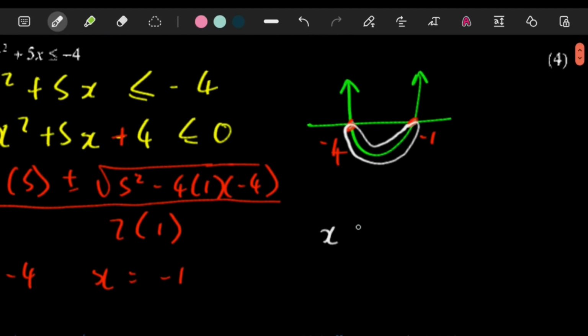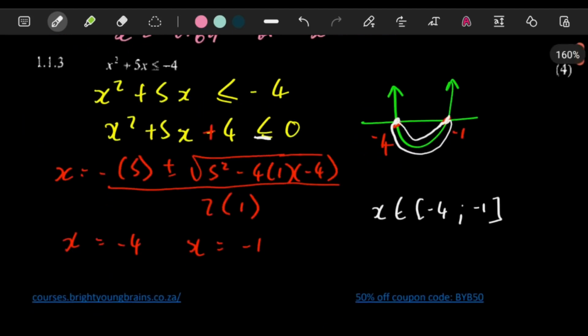So you can say here x is an element of negative 4, where negative 4 is included because of this line over there. So negative 4 you included. As long as this extra line is there, make this a square bracket. And then as long as this extra line is there, make this a square bracket as well, because it's saying where is it smaller or equal to 0. It's equal to 0 at negative 4, it's equal to 0 at negative 1, but it's below 0 between those 2 points. That's the way.